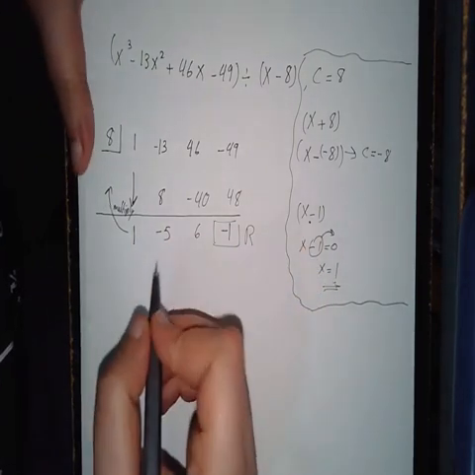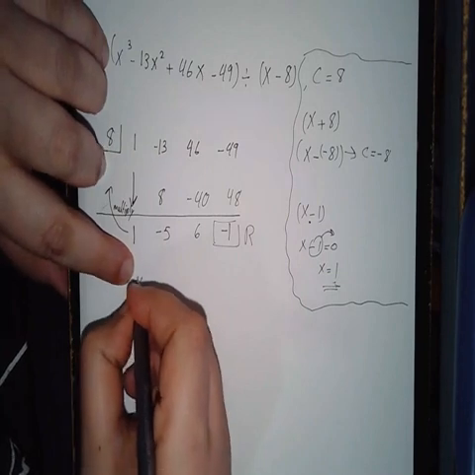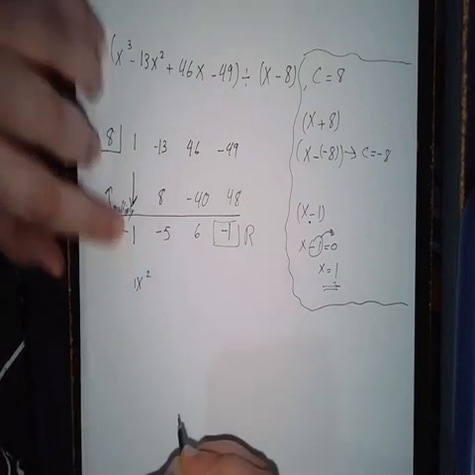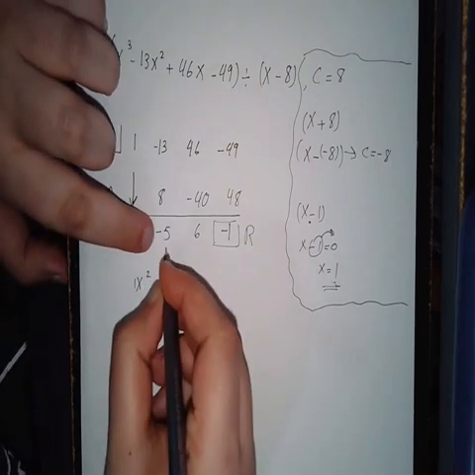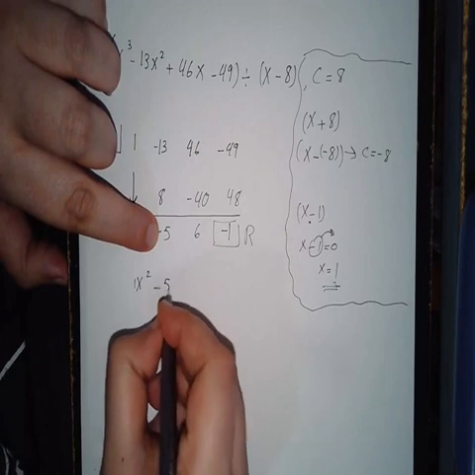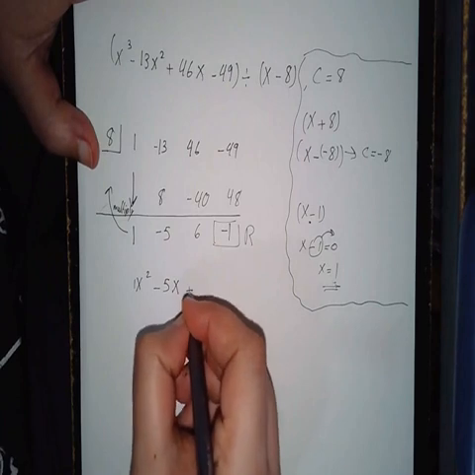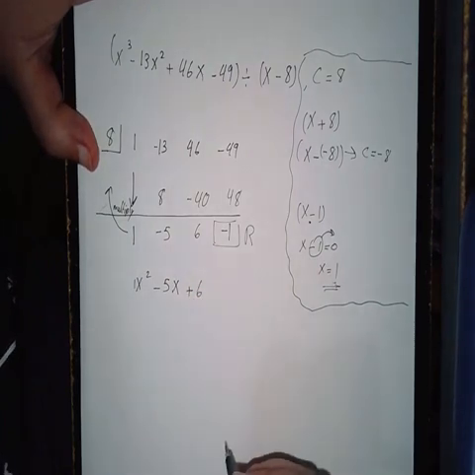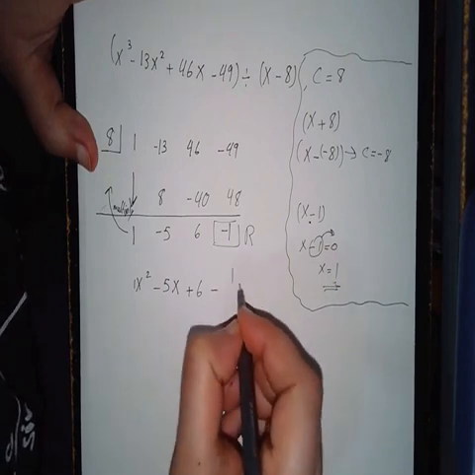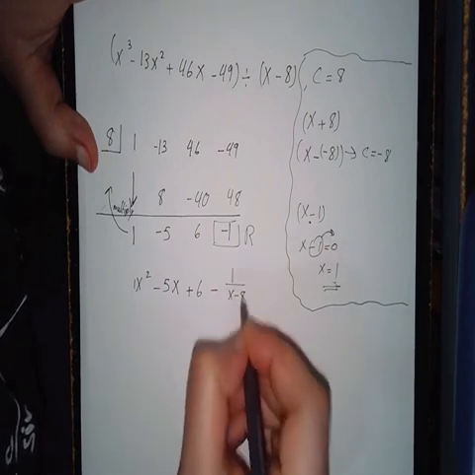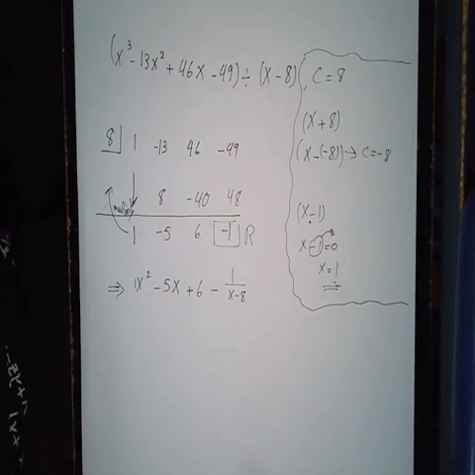Meaning, over here I have coefficient 1. That means it's going to be 1x squared. Right? So 1 less than the function we started with. And then we have negative 5. So it basically means it's going to be negative 5x, 1 less than that. And then plus 6, because the x to the 0 is not written, right? And then you write down minus 1 over x minus 8, because that's your remainder. And this is your answer, right?